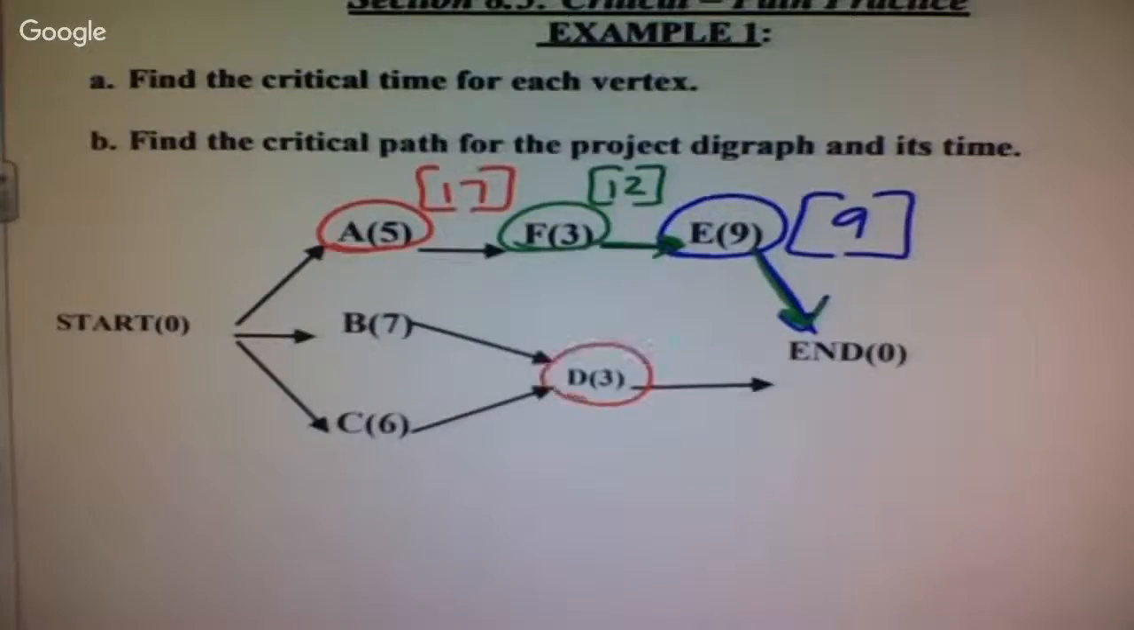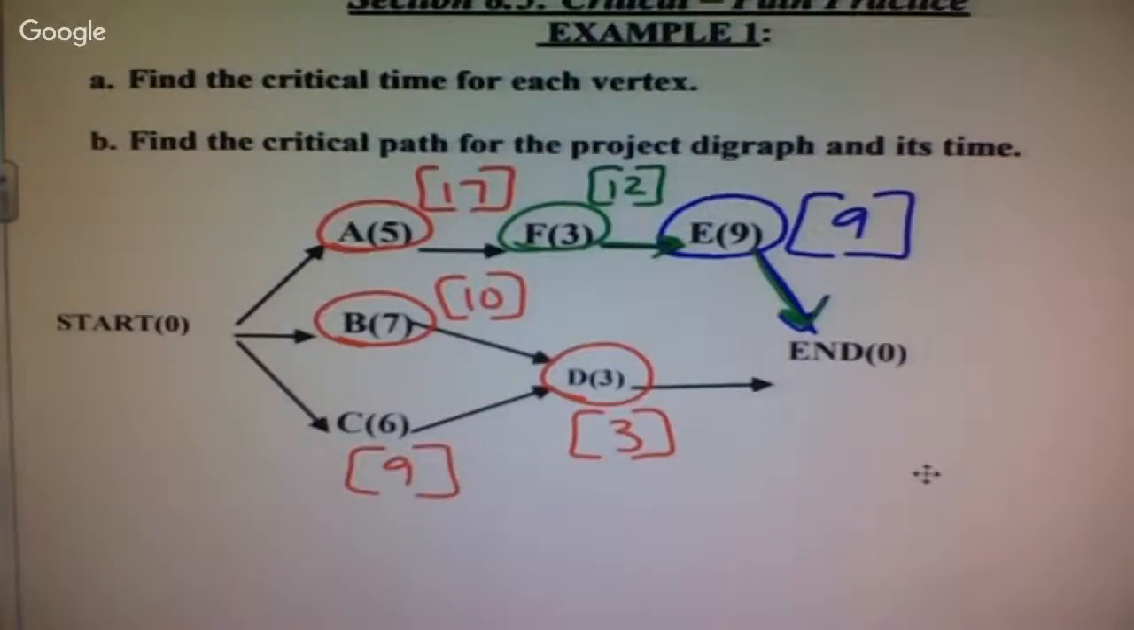Okay. What if I started at D and went to the end? 3. What if I started at B and went to the end? 10. And then 9. And this one is 9. Okay, so when they're asking for the critical time of each vertex, that's what you just found.